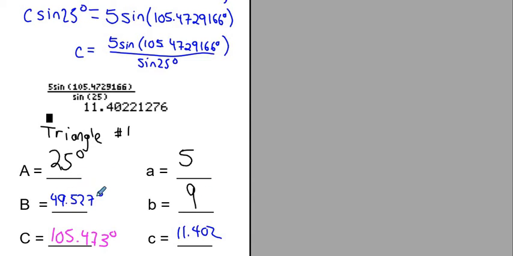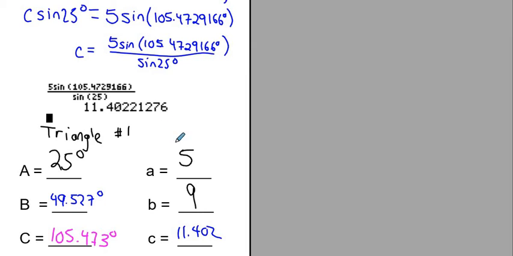I found 49.527 using the law of sines. I then found 105.473 using the Angle Sum Theorem. And then I used the Angle Sum Theorem right here to find side C with the law of sines. Then I got 11.402. So triangle 1, same boring law of sines stuff that you've always been doing.